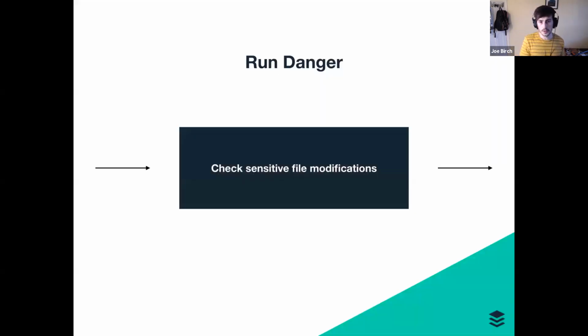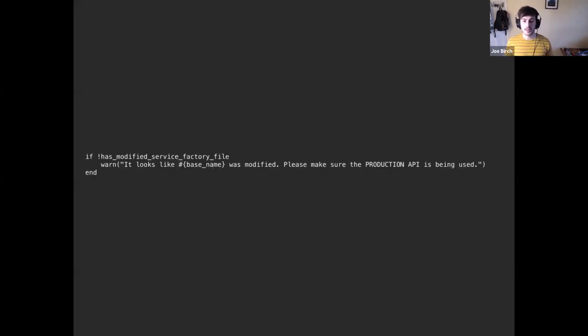And the first thing we do is we check for sensitive file modifications. It's happened to me a few times before where I've pushed stuff live, where I've been playing between the dev and the production API, and I've been like, did I change it back to production or did I accidentally leave it on dev? And I've had a bit of a panic and I've had to go check. And thanks to Danger, we can now add checks to ensure that we haven't touched those files.